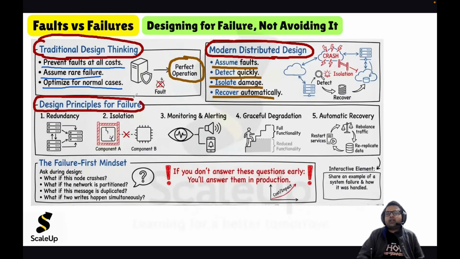To handle system level failure gracefully, what all can we do? We should be having redundancy. Redundancy means multiple copies of the same node, so that if any node gets corrupted or is down, we can make use of the backup nodes. So redundancy means multiple copies of the same node.